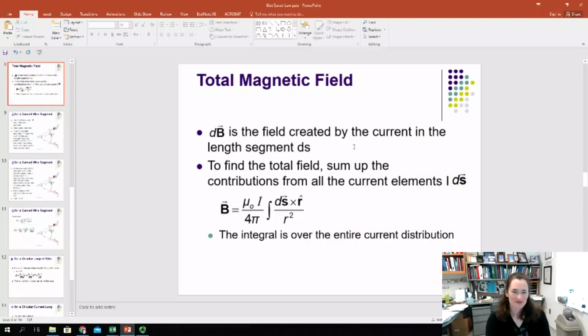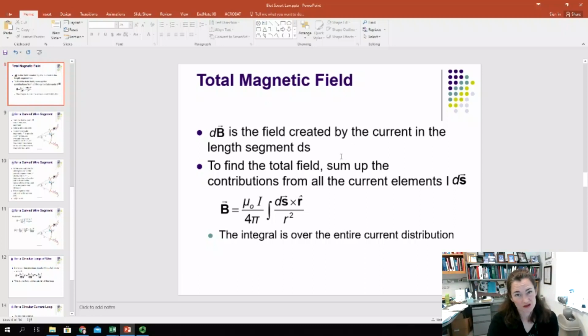Okay, so in order to get the total magnetic field at a point in question due to a current carrying wire, you would have to integrate over the entire wire, okay? So to find the total field, you would do the following. The magnetic field would be equal to mu naught I over 4 pi times the integral of ds cross r hat over r squared. And of course that integral would be done over the entire current distribution.